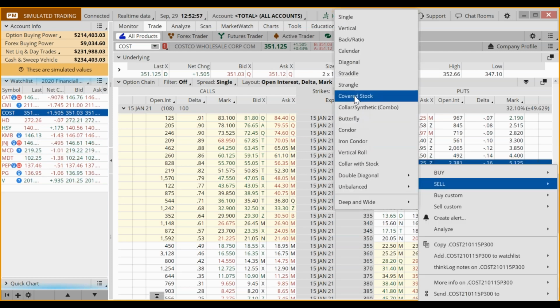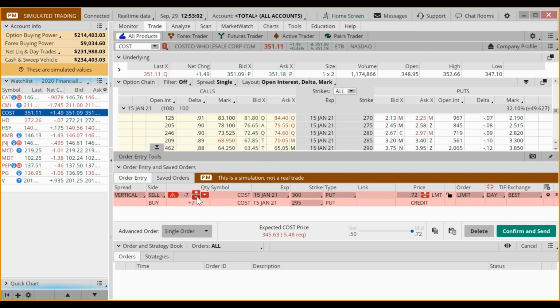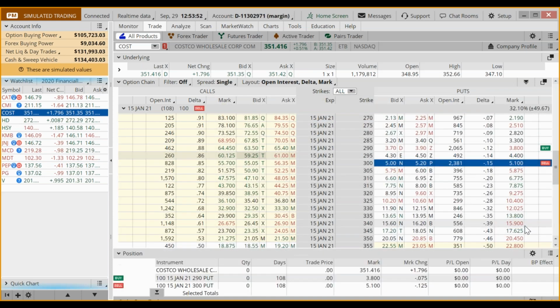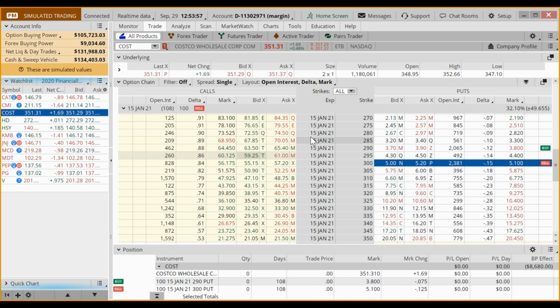We want to sell a vertical bull put, 300 and 290, for about $1.27. So we're going to 15 January, and we are selling the 300 and buying the 290 put at, let's just call it $1.30. Let's go ahead and confirm. Sell 10 at $1.30. Max profit, okay. Yeah, that's good.